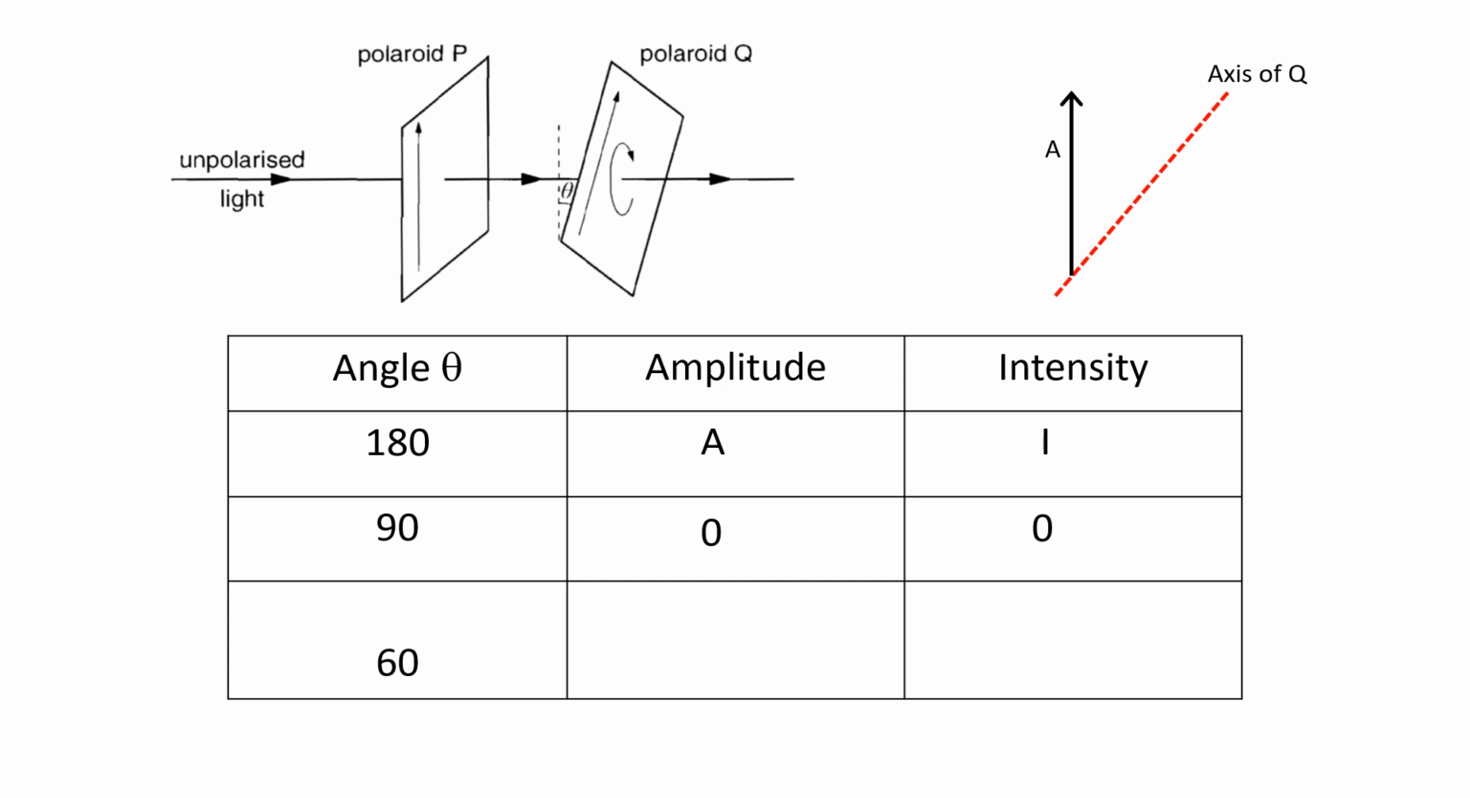So what I can do with amplitude A is that I break this down into two components. One component will be parallel to the axis of Q. The other component will be perpendicular to the axis of Q. So the amount that will pass through will then be A cosine theta. So the amplitude that will pass through Q will in fact be A cosine theta. And if we work that out, cosine theta is half. So the amplitude that pass through Q will be A over 2.